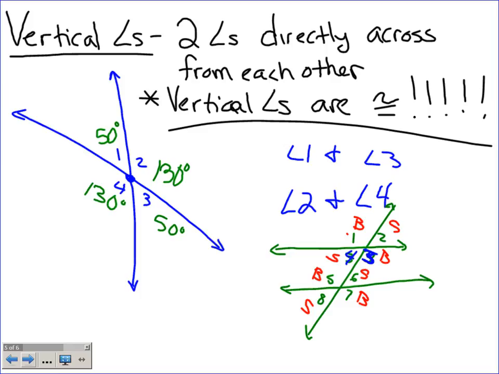Now let me ask this. What about 2 and 6? Are 2 and 6 vertical angles? Are they directly across from one another? No. There is a relationship between them. They're congruent angles, 2 and 6, but they're not directly across from one another. So 2 and 4, directly across from each other, they're vertical angles. 6 and 8, directly across from each other, they're vertical angles. There is a relationship there, but it's not vertical angles. We'll talk about what 2 and 6 are at some other point. It should be in this lesson, but it's not.